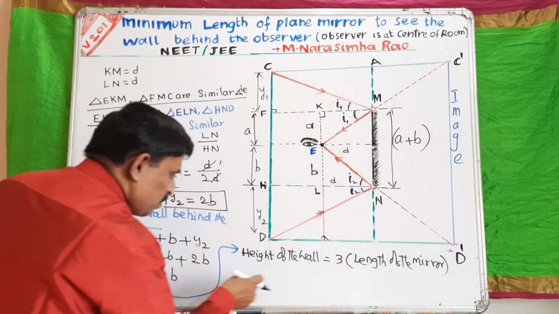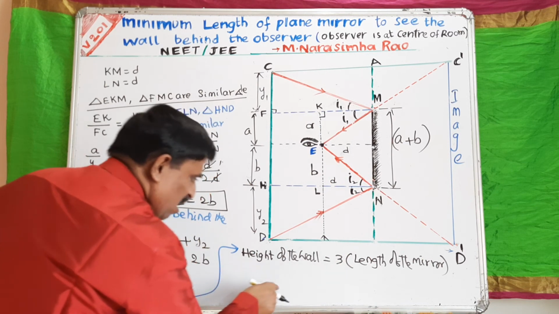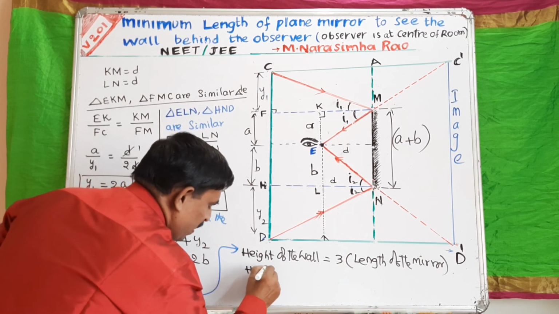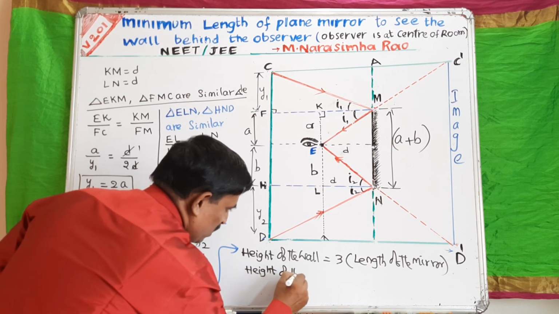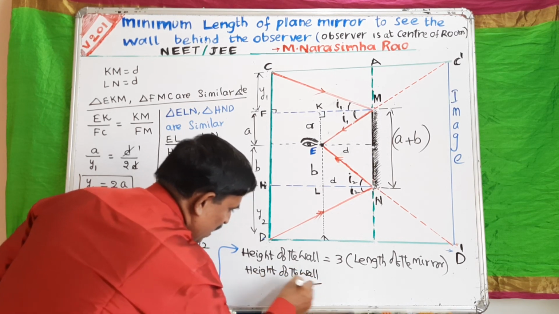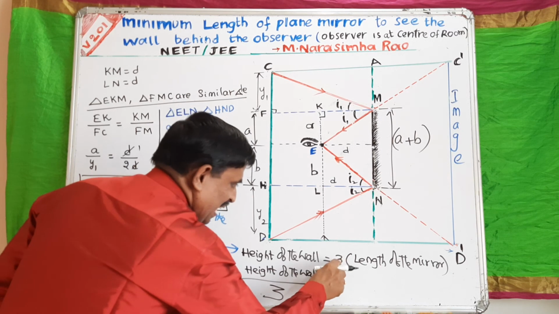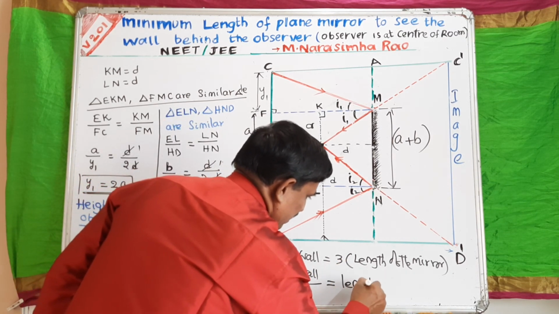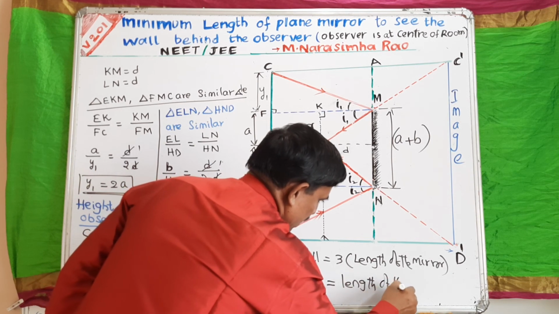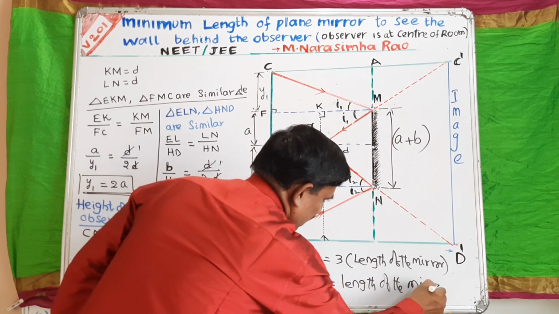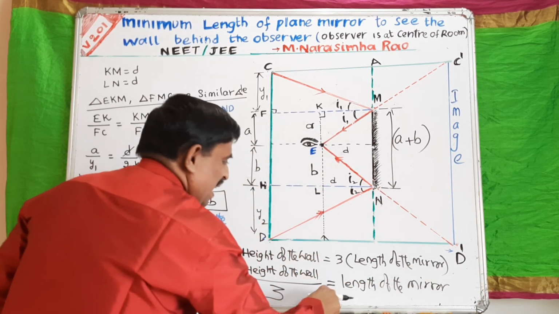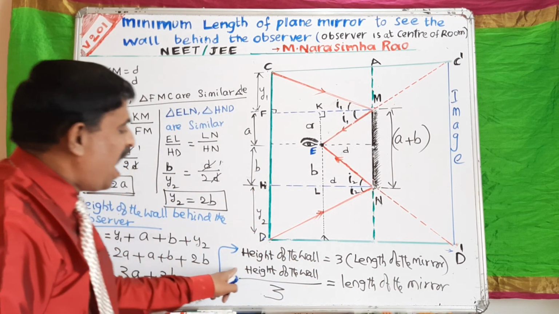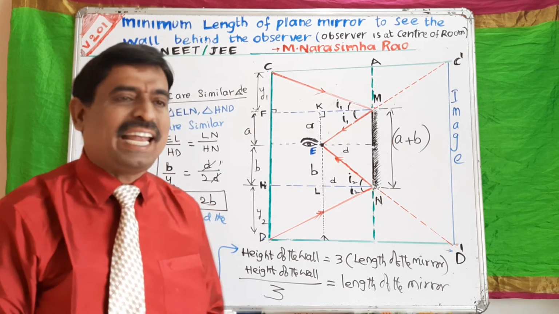Now, 3 comes to the denominator. Height of the wall divided by 3 is nothing but the length of the mirror. The length of the mirror required is equal to 1/3 of the height of the wall that we require.